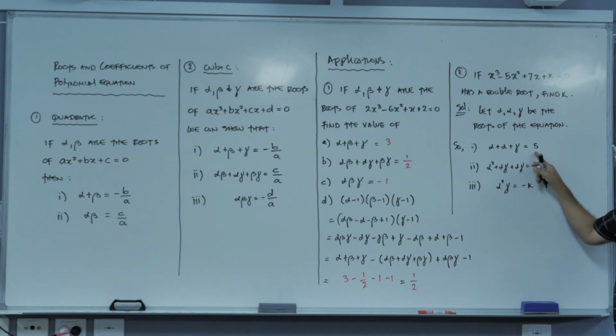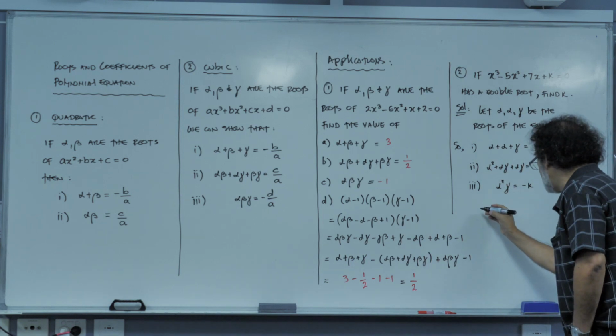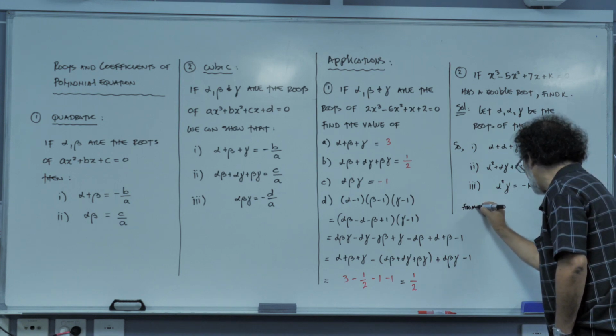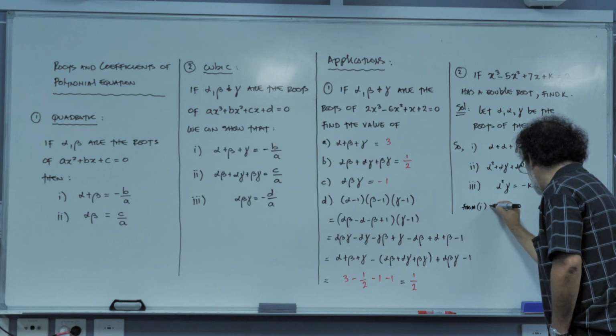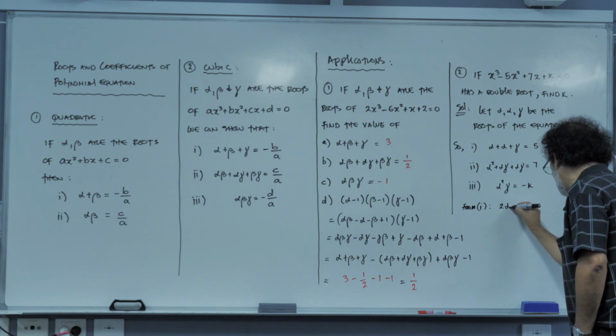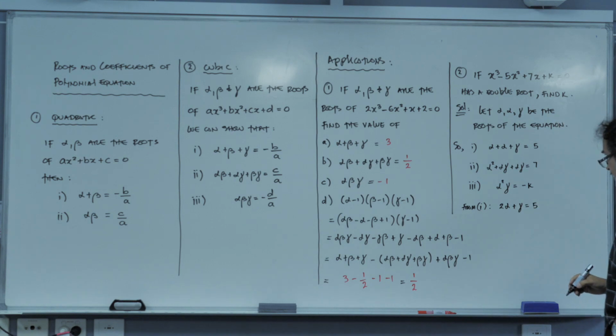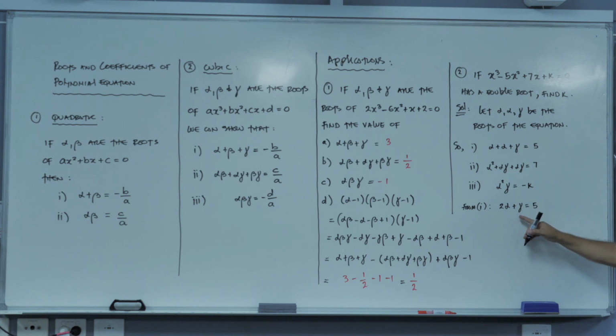I'm going to simplify this equation, and I'm going to call that equation 1, all right? Okay, so this is equal to 2 alpha plus gamma equal 5. So we're going to say from 1, we can say that 2 alpha plus gamma is equal to 5. And then we're going to substitute.